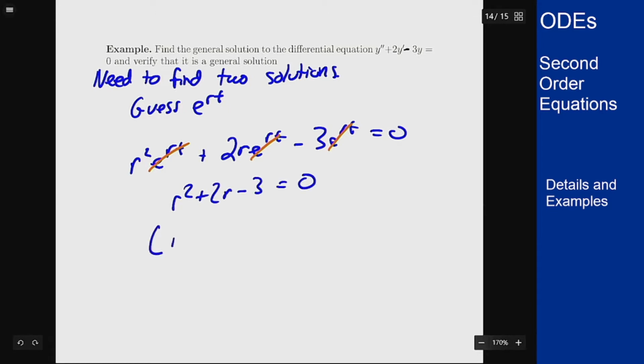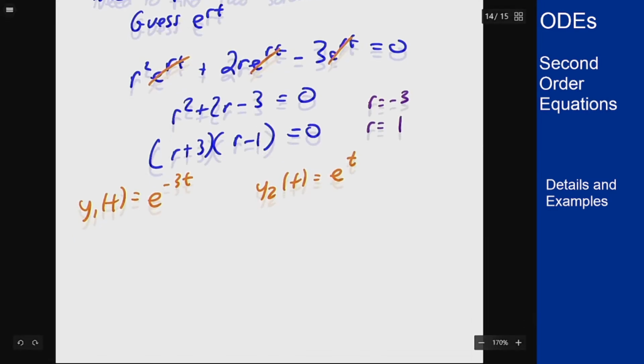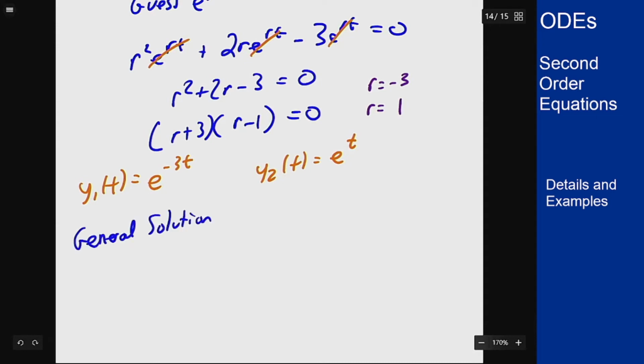This factors as r plus 3, r minus 1. My two values are r equals minus 3 and r equals 1. So that gives me two solutions of the form y1 of t equals e to the minus 3t, and y2 of t equals e to the t. Now, if all is good with this, our general solution should then be y of t is c1 e to the minus 3t, so c1 y1, plus c2 e to the t, c2 times y2.